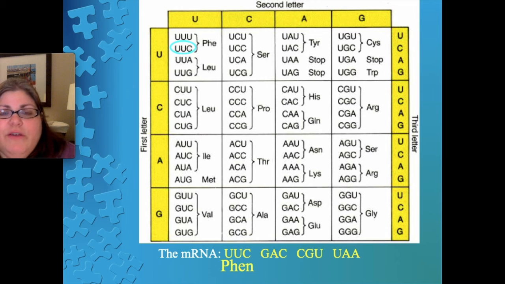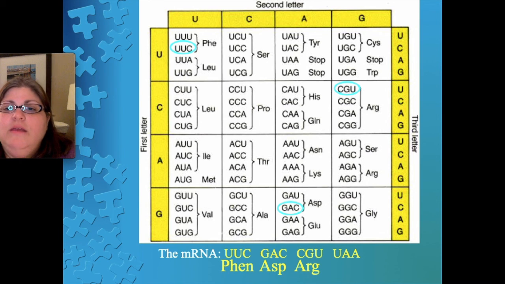Take a look and see if you can figure out, using the codon chart, what amino acid GAC will be. Did you get it? GAC is aspartic acid, abbreviated ASP. How about the codon CGU? Did you get that? Arginine, abbreviated ARG. You don't need to know the abbreviations. Good golly, you don't need to know that. And finally, UAA. Did you find it there? UAA is a stop codon.